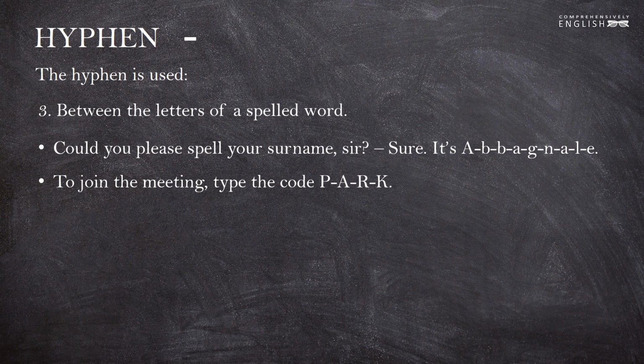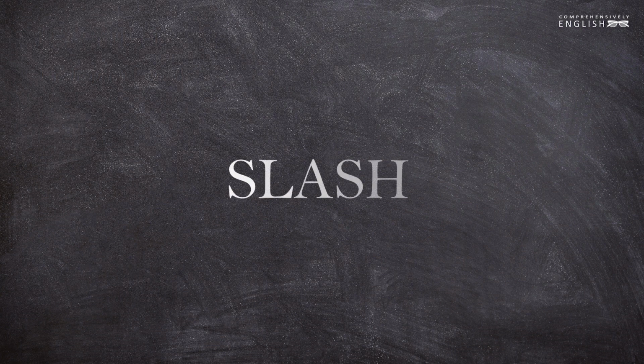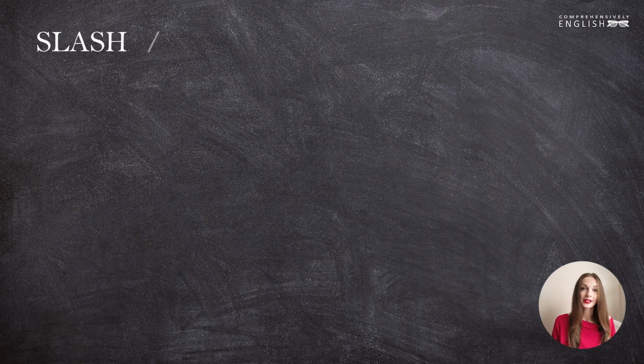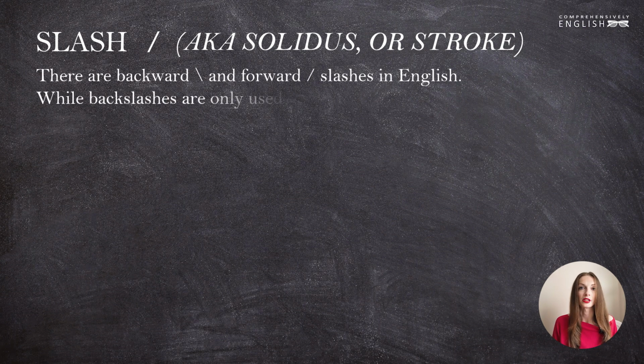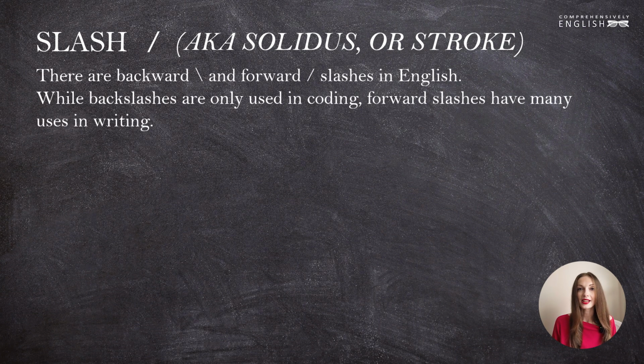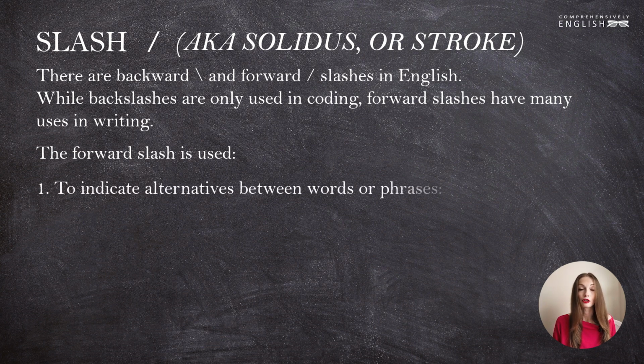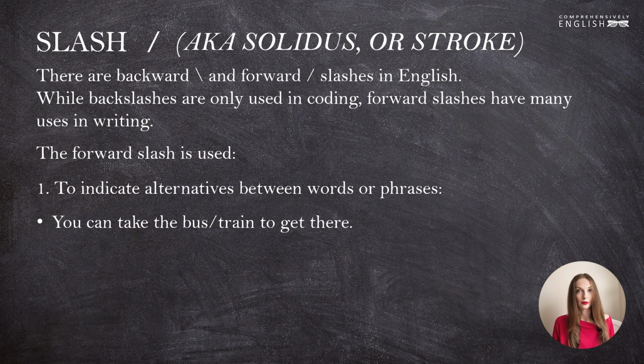The final punctuation mark that we are to talk about today is the slash. The slash is sometimes called solidus or stroke. There are backward and forward slashes in English. Backward slashes are only used in programming, but forward slashes have many applications. First of all, we use the forward slash to indicate alternatives between words or phrases. For instance, you can take the bus/train to get there. That is, you can take either the bus or the train to get there.